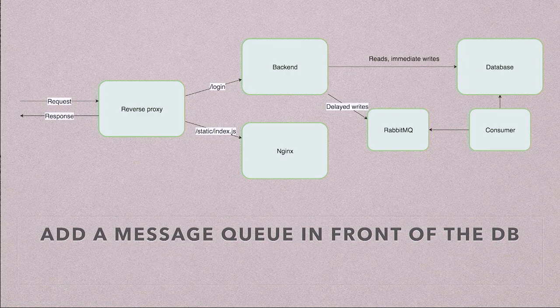Now notice one detail. I've put immediate writes here. I don't know if you guys can actually read this, probably not. But basically I've split the writes into delayed writes and immediate writes. Why did I do that? Well, the thing about the message queue is that it causes a delay to when your updates show up in the database.